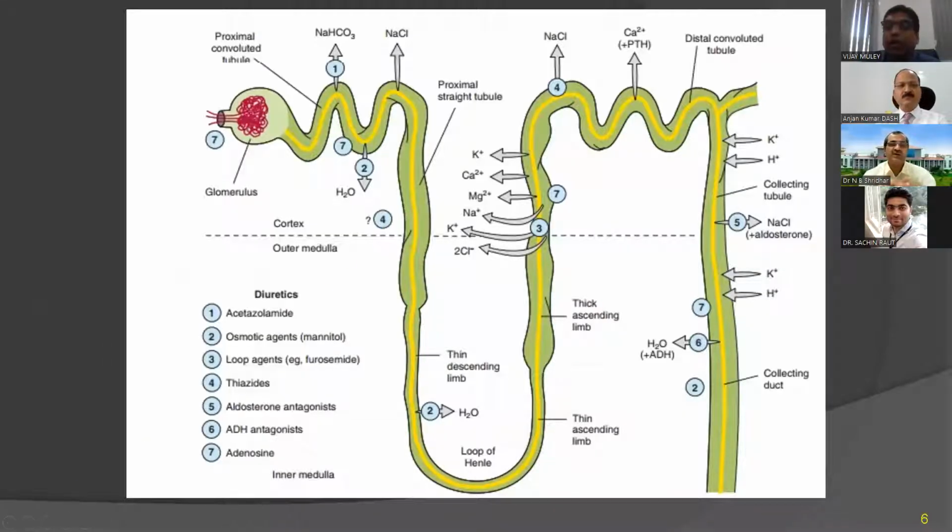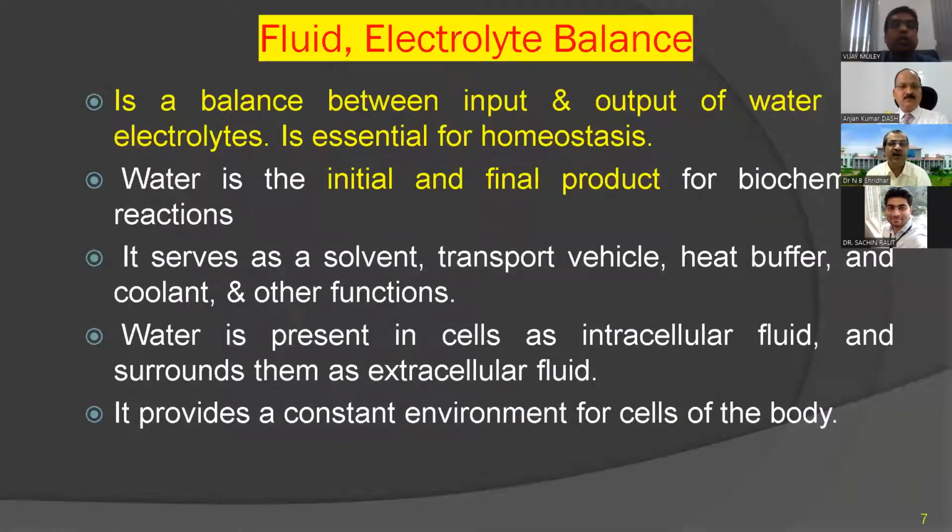So the proximal convoluted tubule, distal convoluted tubule, and the ascending thick limb of the loop of Henle all make a contribution to water reabsorption into the body, and the collecting duct ultimately collects and lets the urine out of the body. So it's a balance between the input and output of the total water and electrolytes. It is required for homeostasis, or the balance in the body.